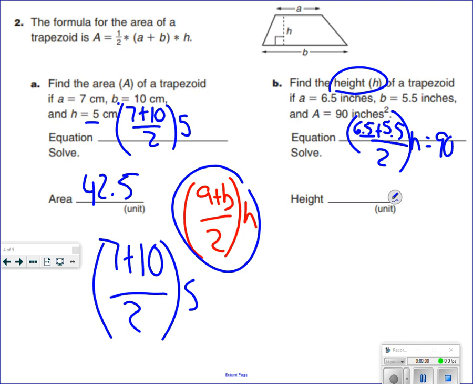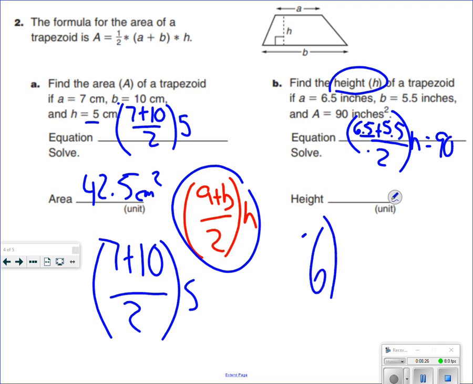So on my calculator, I'm going to be going 6.5. By the way, on this last problem here, I should probably label it centimeters squared. Oops, sorry. Back to this other problem. 6.5 plus 5.5 equals 12. Divided by 2 gives me 6. So on this side, I have 6.